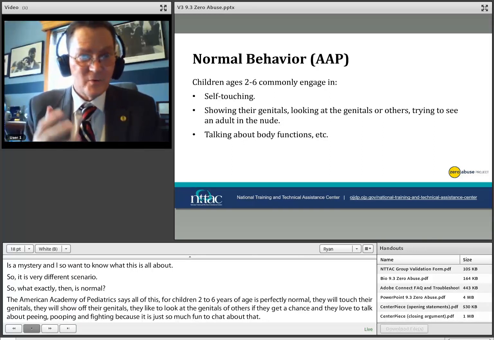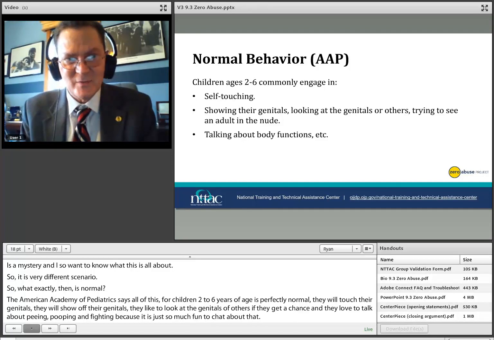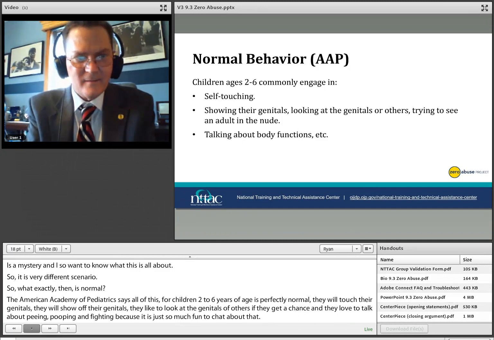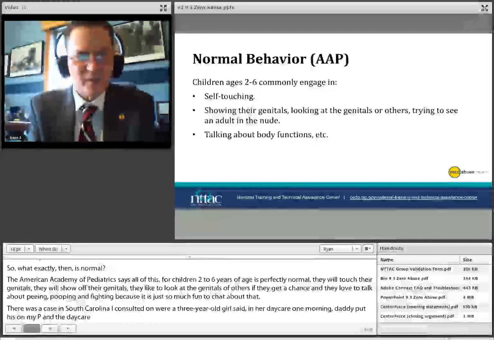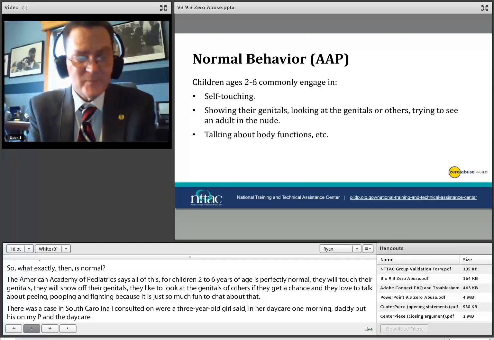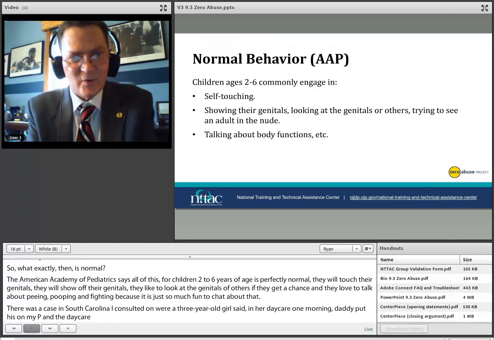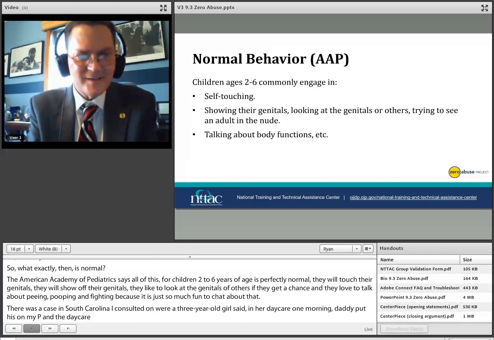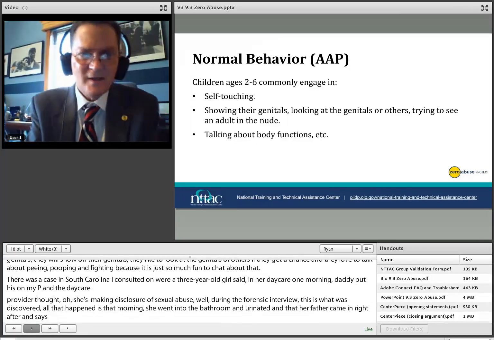There was a case in South Carolina I consulted on where a 3-year-old girl said in her daycare one morning, "Daddy put his pee on my pee." And the daycare provider thought, oh, she's making a disclosure of sexual abuse. Well, during the forensic interview, this is what was discovered. All that happened is that in the morning she went into the bathroom and urinated, and then her father came in right after and said, honey, don't flush the toilet, I've got to pee too.